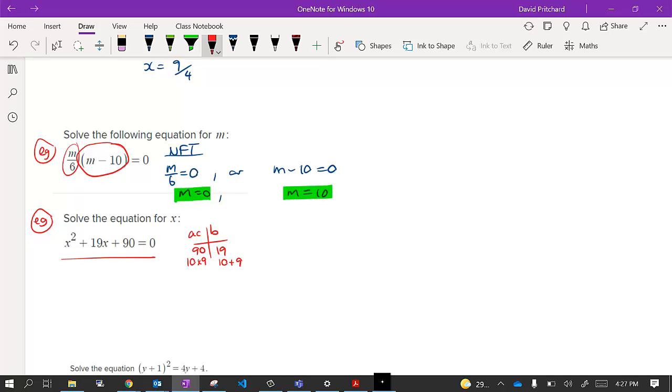Once we've got those two values, because it's a monic, we can just rewrite it straight away as x plus 10, x plus 9 is equal to 0.